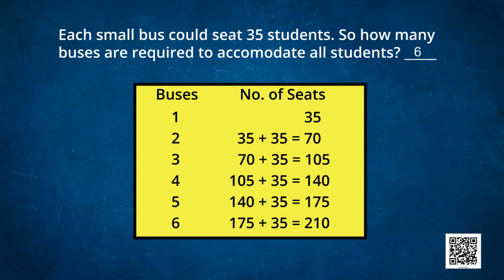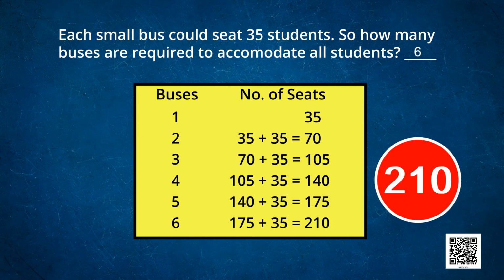6. How many students were there in all? 210. And 6 buses could seat 210 students. So that means each student will get a proper seat. So we needed 6 buses to accommodate 210 students if each bus had 35 seats.